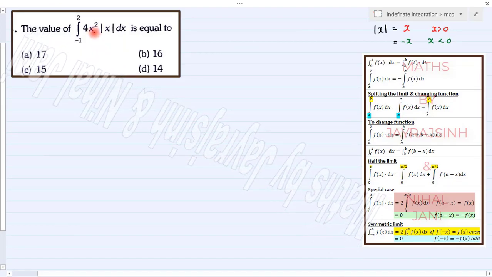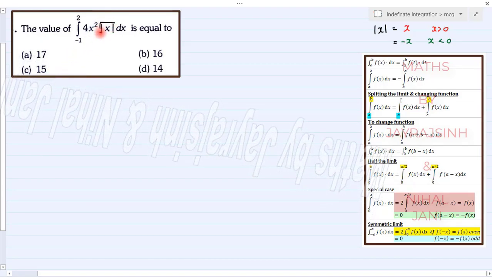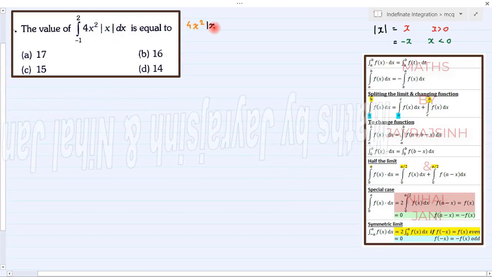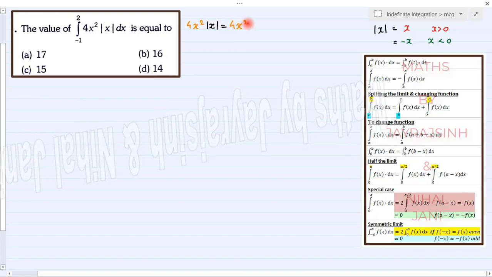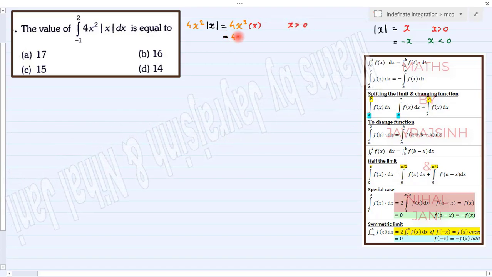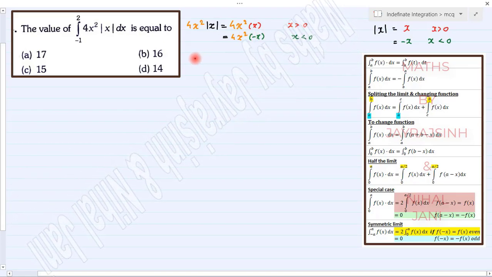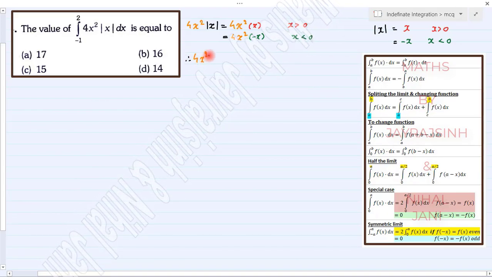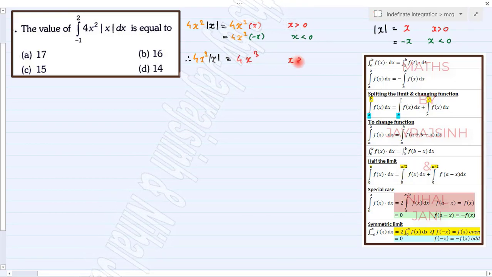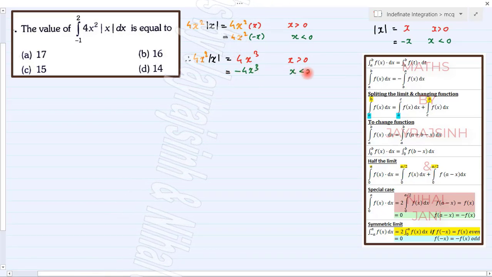Here we have to find the value of 4x square mod x from -1 to 2. Now here mod x changes at x equal to 0. So our function, which is 4x square mod x, will be 4x square into x when x is greater than 0, and it will be 4x square into minus x when x is less than 0. So here we can say your 4x square mod x will be 4x cube for x greater than 0, and it will be minus 4x cube for x less than 0.